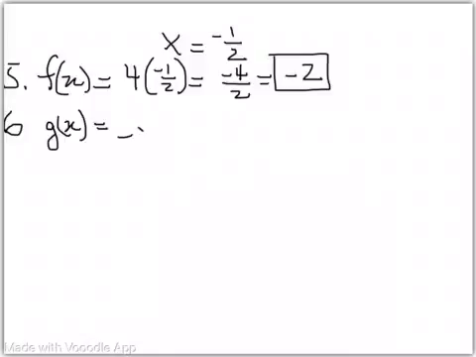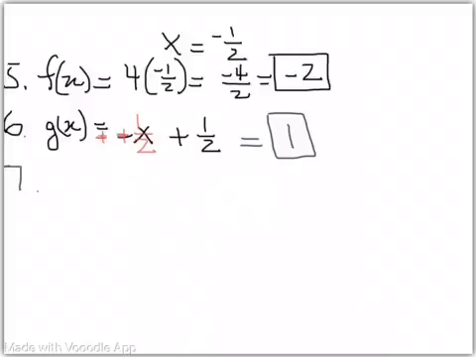This time it's -x plus 1/2. So I substitute in here. I'm going to substitute in -1/2 for x, plus 1/2. But remember, it's a -(-1/2). A negative cancels out a negative and becomes a positive. So it's 1/2 plus 1/2, which is simply equal to 1. And that was the correct answer for number 6.